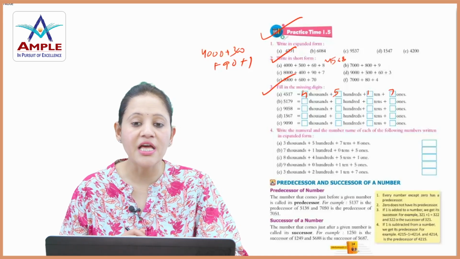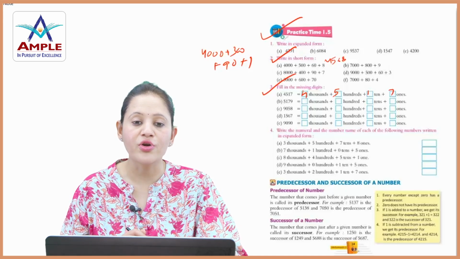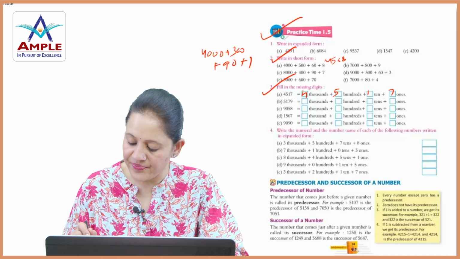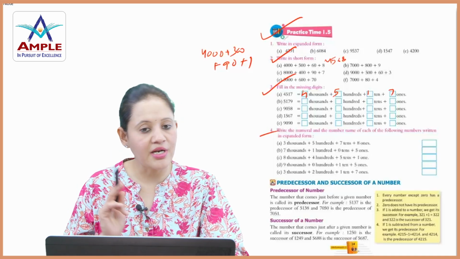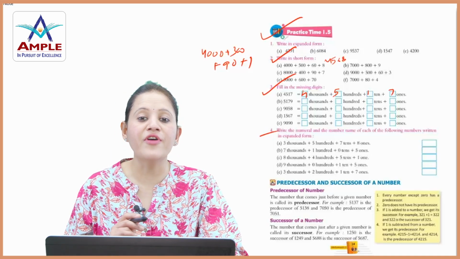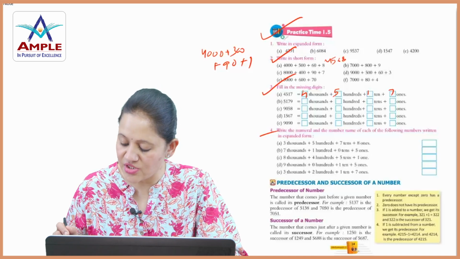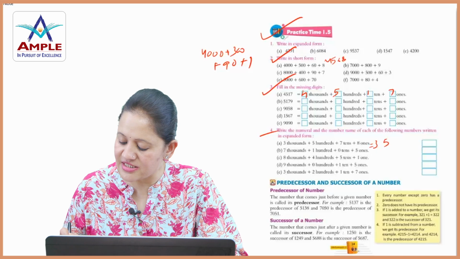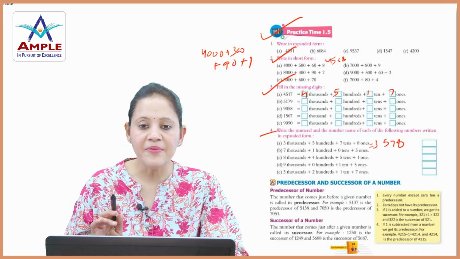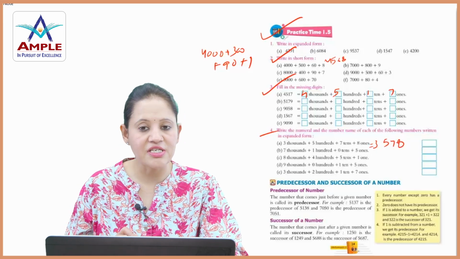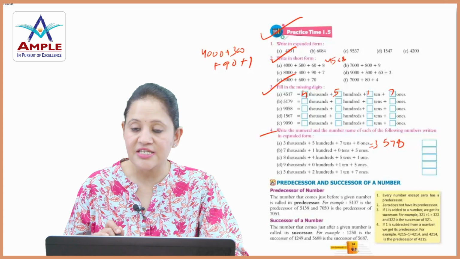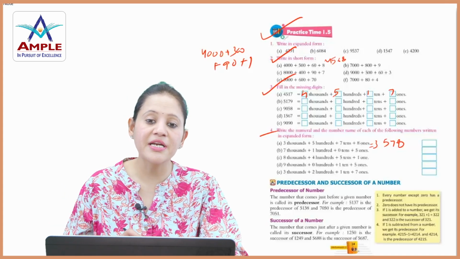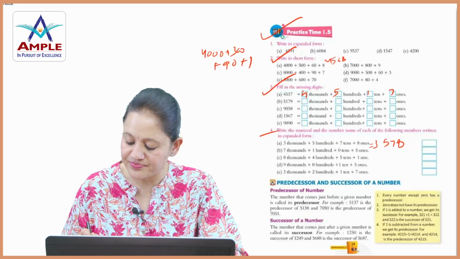Next, write the numeral and the number name for each of the following written in expanded form. So first we will write the numeral and the number name. 3000, 500, 70 and 8 ones. So our number is 3578. Clear? So we will write 3578. Clear?